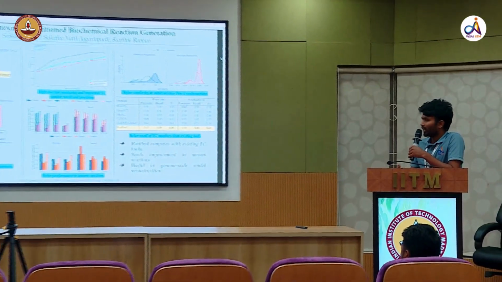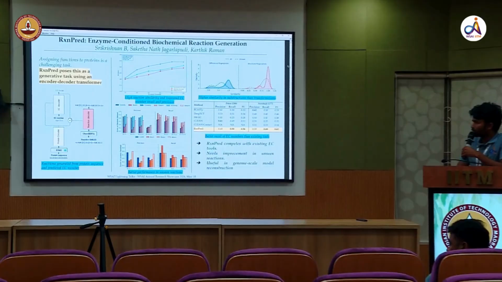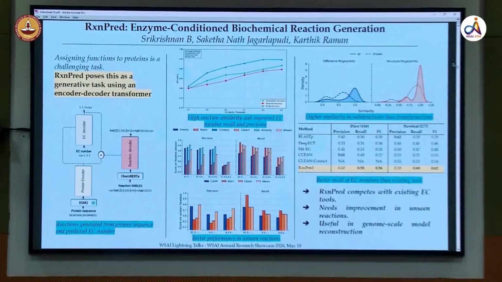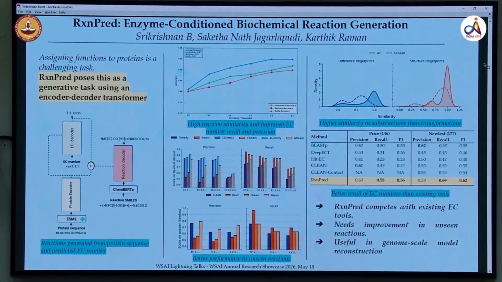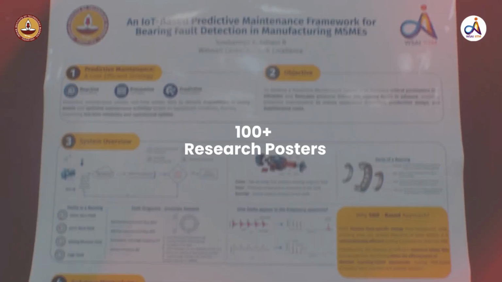Our work focuses on improving the protein function annotation task, and we pose this problem as a generative task where, given a protein sequence, we try to generate biochemical reactions associated with it. For that, we have an encoder-decoder framework where a protein is encoded by a protein encoder and a decoder predicts an EC number, which is a generalized description of a reaction. Based on these two inputs, another decoder tries to generate reactions.